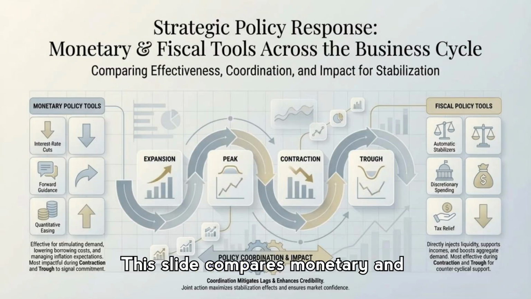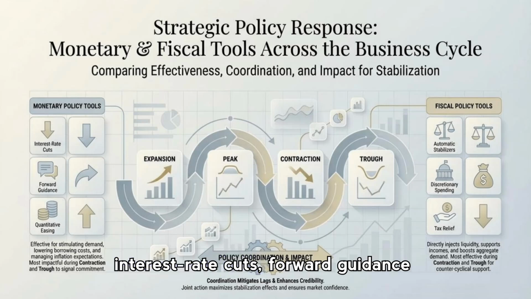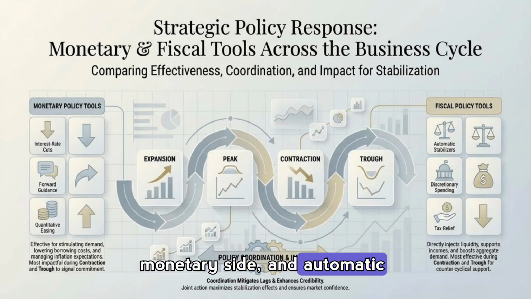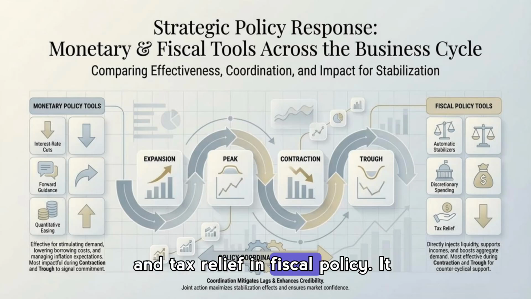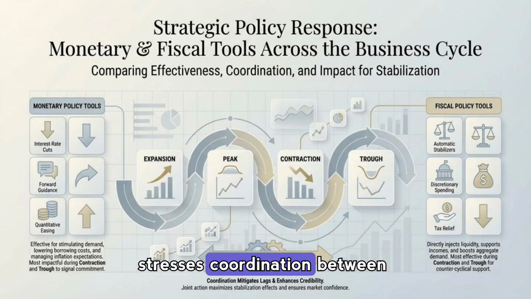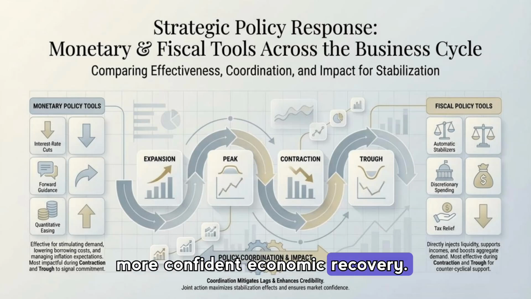This slide compares monetary and fiscal tools across the cycle: interest rate cuts, forward guidance, and quantitative easing on the monetary side, and automatic stabilizers, discretionary spending, and tax relief in fiscal policy. It stresses coordination between policies to mitigate lags and strengthen credibility, since joint action tends to maximize stabilization effects and support a more confident economic recovery.